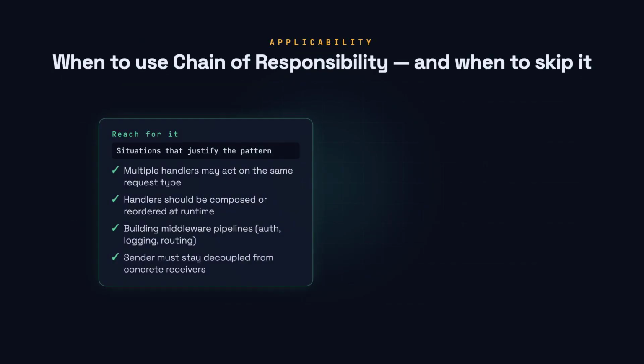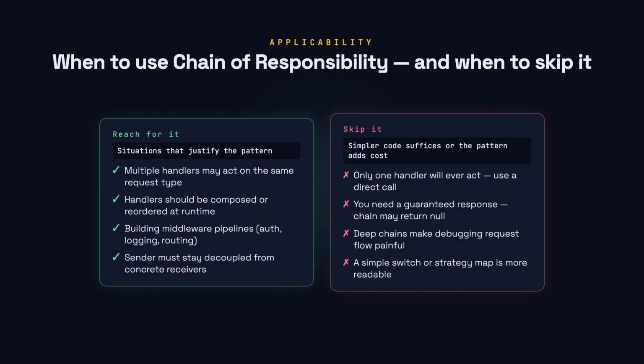Reach for chain of responsibility when you genuinely have a variable or growing set of handlers that should each get a shot at a request, and when the sender should not care which one acts. Middleware stacks are the textbook example. Skip it when the logic is simple enough that a switch statement or a strategy map communicates intent more directly. Also be cautious when a response is required. An incomplete chain returns nothing, and tracking down where a request silently disappeared in a long chain can be frustrating to debug.